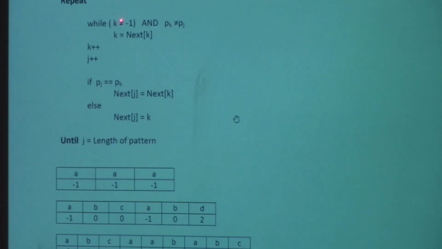K not equal to -1. What's the index of k? P1 not equal to P4. 0, 1, 2, 3, 4. It's going to be false. So what happens here? K goes to 2. J goes to 5. 2 and 5 equal or different? They're different. Therefore, what do we get? Next of j is equal to 2. That's how this 2 gets put in. A little strange, right? It's a little interesting algorithm.